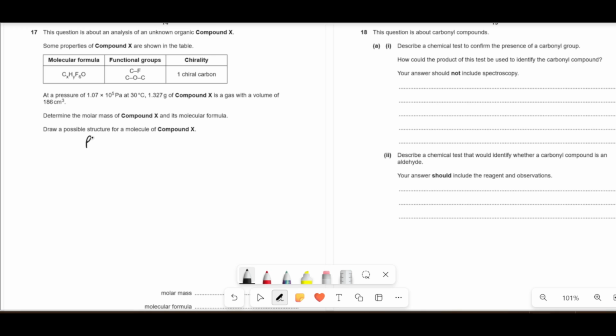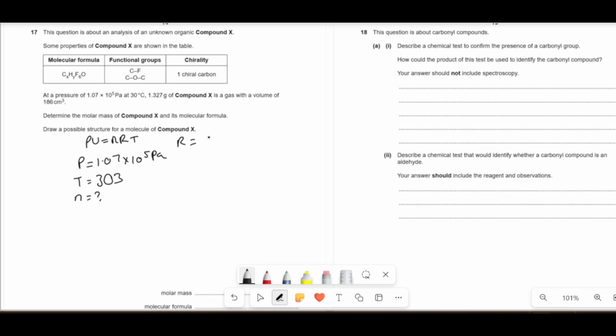So PV equals nRT. Let's list out what we have. So our pressure is 1.07 times 10 to the 5 pascals. We know that its temperature is going to be 273 plus the 30, because we need to convert it to Kelvin, so that's going to be 303 kelvins. What do we also look for? So we don't know what n is. n is what we're going to be looking for to find out what this molar mass is, because mass equals moles times M, or molecular mass equals mass over moles.